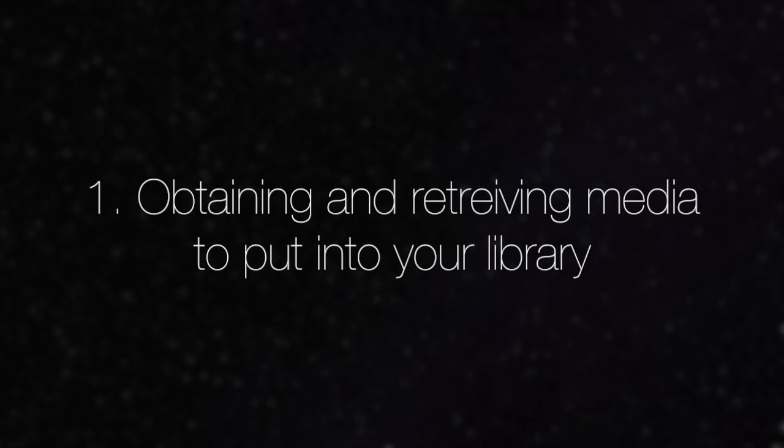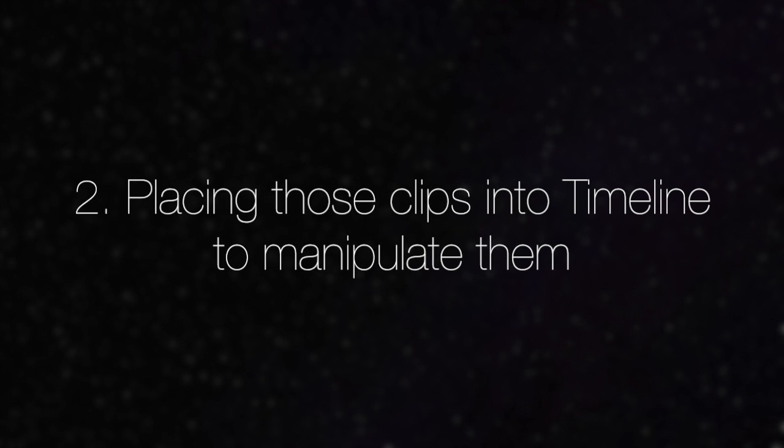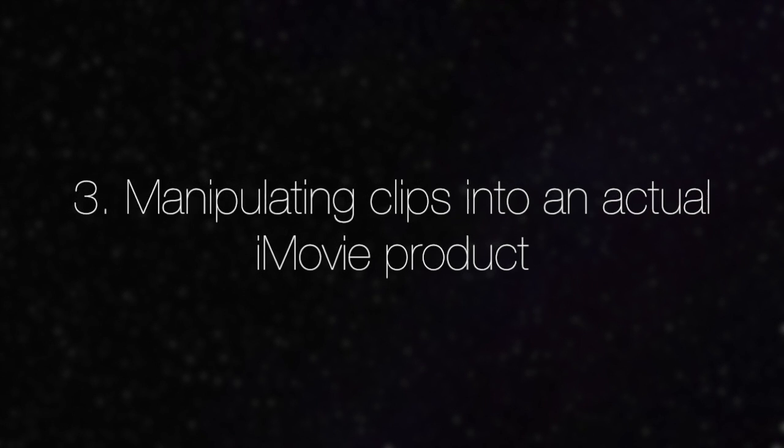So in total, we've learned how to 1. Get and import clips into iMovie. 2. We've learned how to put those clips into your library and then put them into your timeline so you can work with them. And then 3, we've learned how to actually manipulate those clips so you can start to make an actual product. So now hopefully you feel confident in these first steps in order to actually make a product like the one you're seeing here.